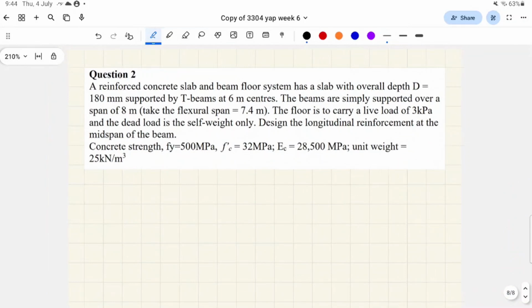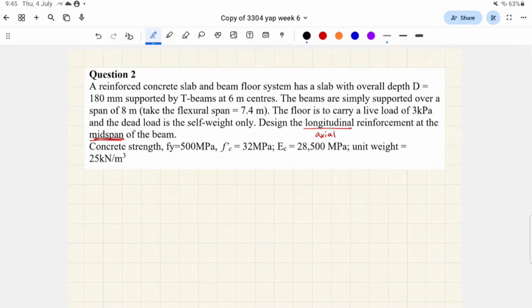So this question reads: a reinforced concrete slab and beam floor system has a slab with overall depth 180 mil, supported by T-beams at 6 meter centers. The beams are simply supported over a span of 8 meters, a flexural span of 7.4 meters. The floor is to carry a live load of 3 kPa, and the dead load is self-weight only. Design longitudinal reinforcement, which is just another way of saying axial, at the mid-span of the beam. That will make a big difference, whether we're designing for the mid-span or the support.